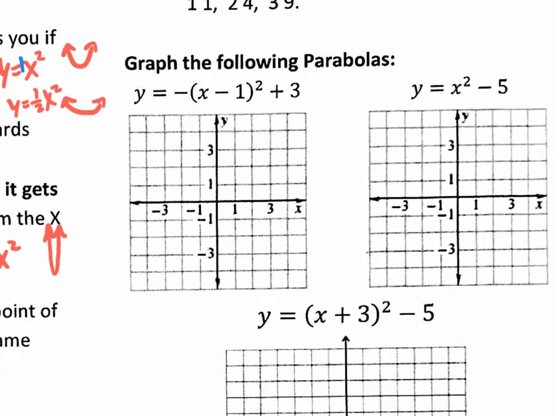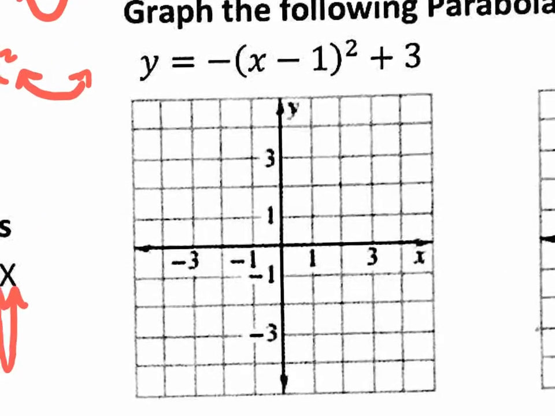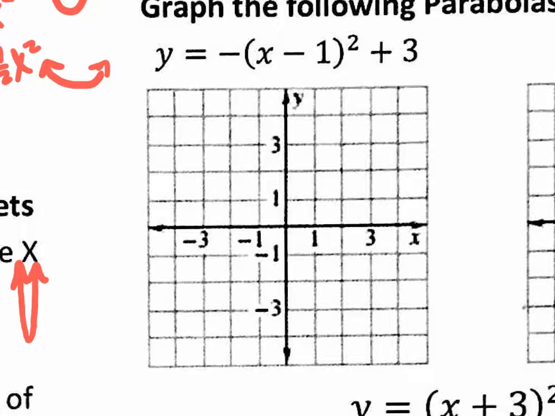So let's take a look at this first graph. Graph the following parabolas. What do you guys say? Does it open up or down? Come on, people. Open up or down? Down. Do you need to use the formula to find the vertex? Nope. Why not? Because it's in vertex form, right? And if it's in vertex form, you just identify h and k.